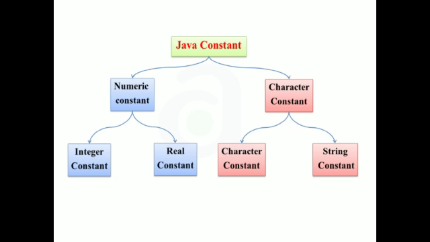Now we will take up the integer constants. Let's see what integer constants are. Integer constants are the constants that consist of a sequence of digits. Integer constants are nothing but the sequence of digits, and we are going to classify the integer constants again into three types, that is decimal integer, octal integer and hexadecimal integer.